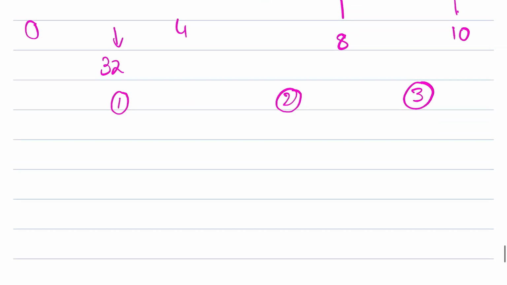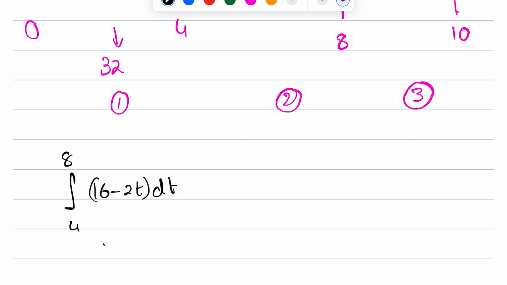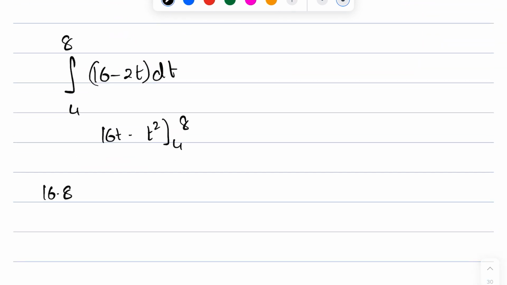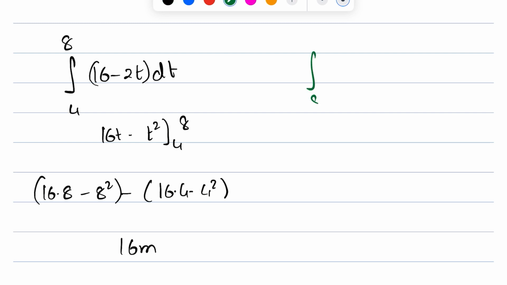So for 4 to 8 seconds, the integral of 16 minus 2t dt, which is 16t minus t square from 4 to 8. So 16 times 8 minus 8 square, minus 16 times 4 minus 4 square, which on simplification becomes 16 meters.